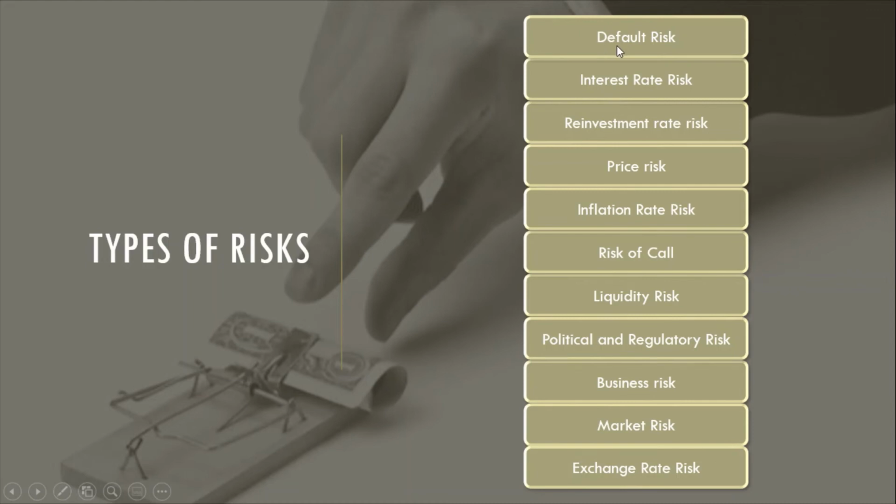So first, basahin ko muna pala isa-isa before tayo mag-proceed dun sa per risk. So we have the default risk, interest rate risk, reinvestment rate risk, price risk, inflation rate risk, risk of call, liquidity risk, political and regulatory risk, business risk, market risk, and exchange rate risk. So I think these are 10 if I'm not mistaken. 1, 2, 3, 4, 5, 6, 7, 8, 9, and 11 pala. I thought it was just 10.